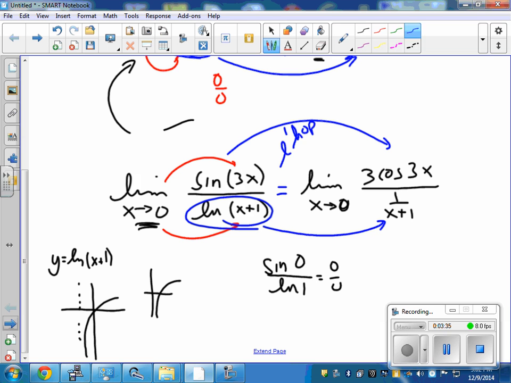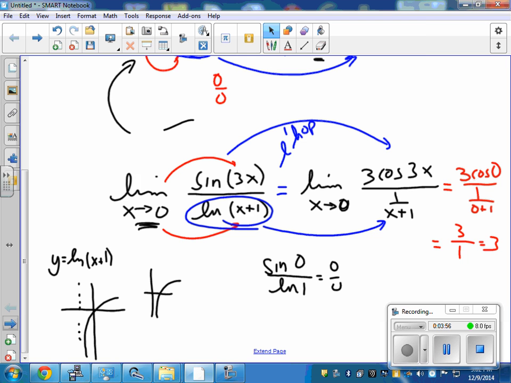So we get that, and now we try plugging 0 into this guy, and we get 3 times the cosine of 0, and then 1 over 0 plus 1. So the cosine of 0 is 1. This is 3 over 1, which is 3. Okay, so there's a second example. Let's do one that involves infinity.